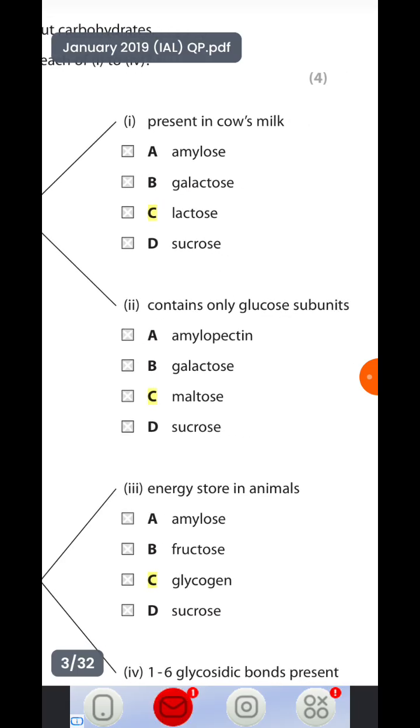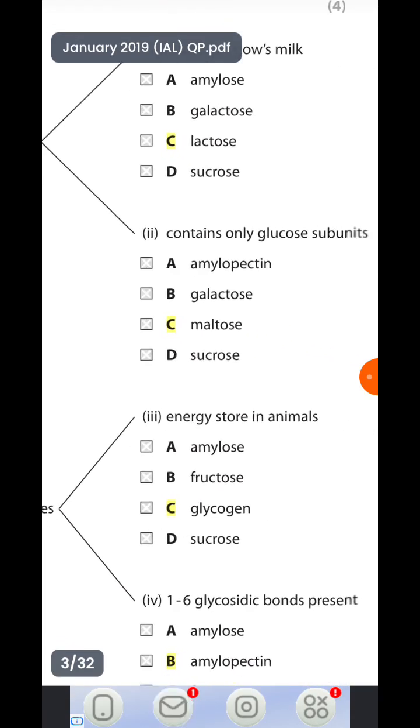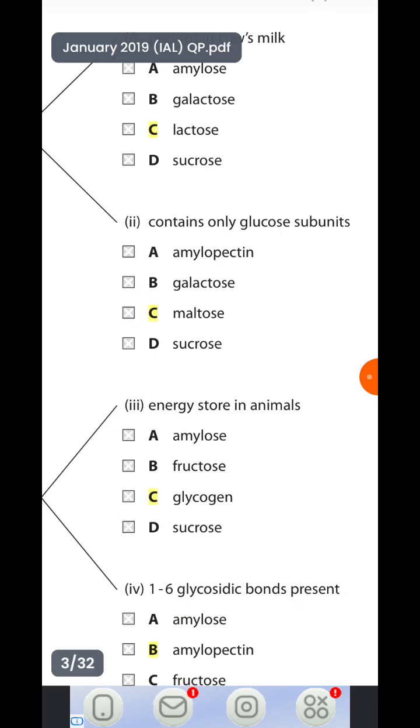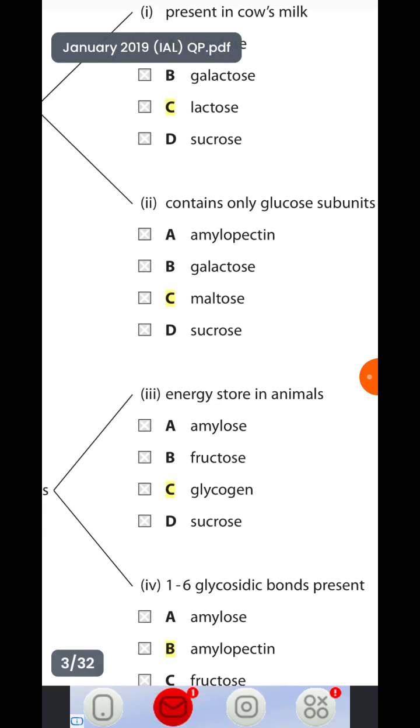Then Roman numeral 2, contains only glucose subunits. So simply they are asking among these four, what is made up of only glucose? So it's maltose. C is the answer. And then polysaccharides have been divided into two. Roman numeral 3, energy store in animals. So energy store in animals is glycogen. So C is the answer.